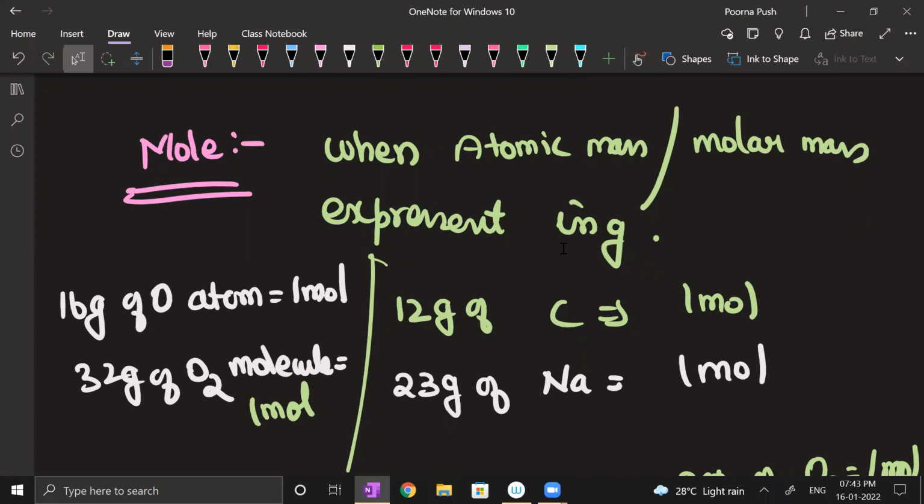Molar mass is nothing but atomic mass only, in grams, ma'am? Atomic mass means an atom's mass. Molar mass could be a molecule's mass or a compound's mass. Molar mass and molecular weight are the same. What is the difference between atomic weight and molecular weight? An atom's weight is atomic weight. If it is a molecule's weight, it is molecular weight. Okay, dear?